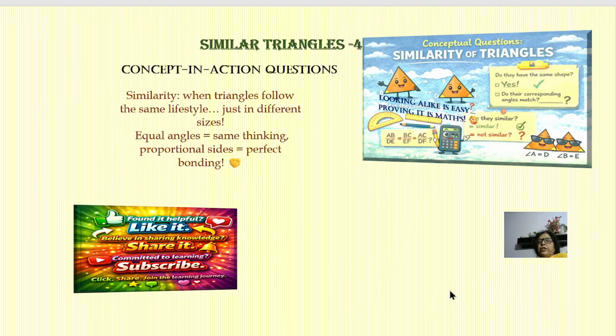We continue our journey of similar triangles, and in this particular video, we'll focus on concept and action questions. Now, what are the concepts that we have learned earlier? The concepts that we have learned earlier are BPT, converse of BPT, SSS, and the three golden criteria, namely AAA, SSS, and SAS. So we'll see the applications of these concepts directly right now.